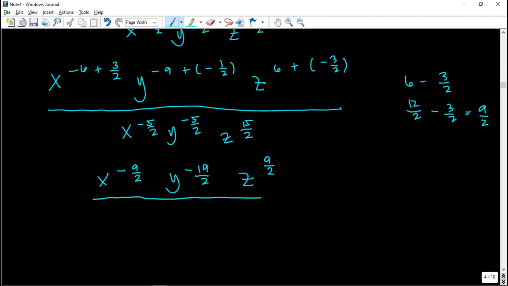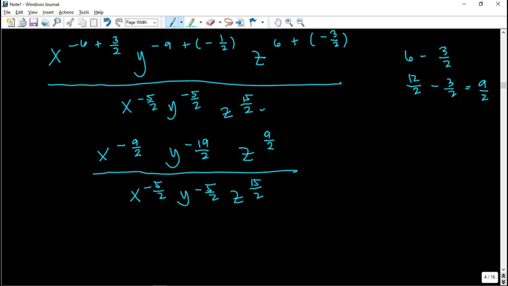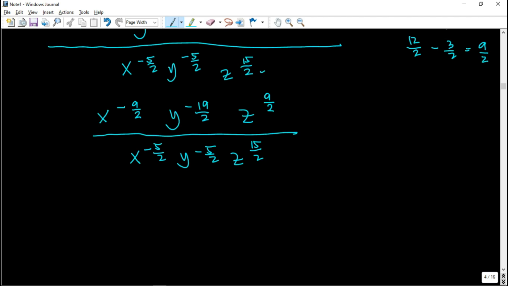So divided by, you have here x raised to -5 halves, and we have here y raised to -5 halves, and z raised to 15 halves. Then we have here, finally, kapag divide, you just subtract the exponent. So we have here x raised to -9 halves, minus yung exponent din ng x doon sa denominator.